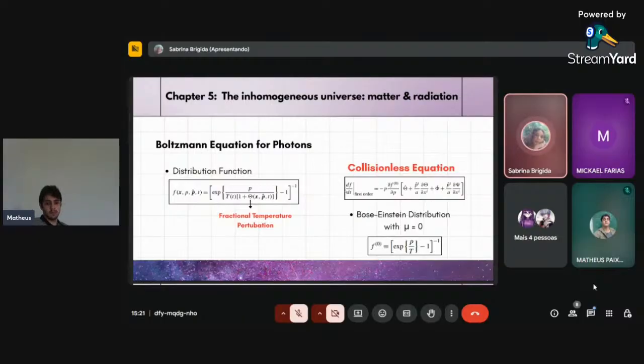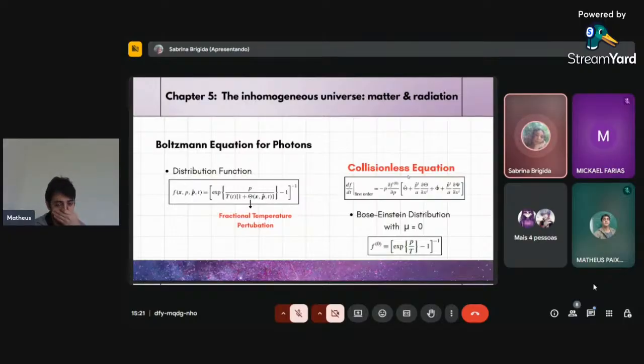And it is important considering that with this equation, we can describe how the distribution function will evolve in the absence of collisions. That's why the name of this equation is collisionless equation, because we don't have here the term of collision. We call this free streaming, for example. And this equation would take into account the gravitational effect of perturbations.